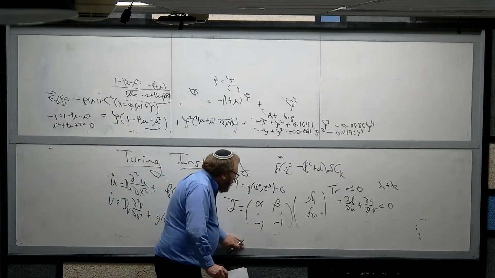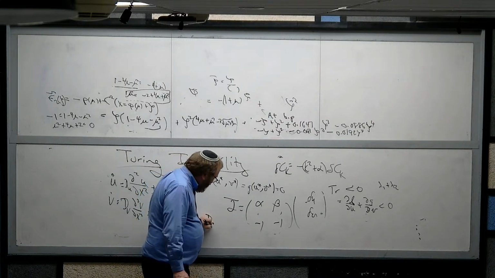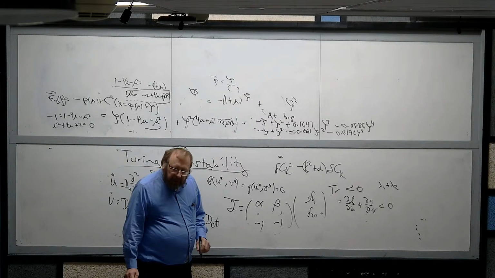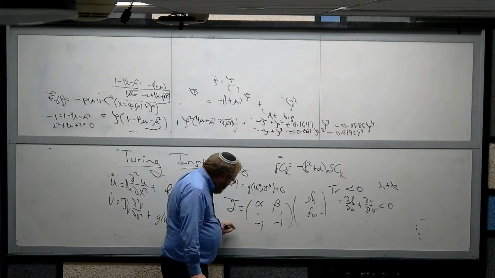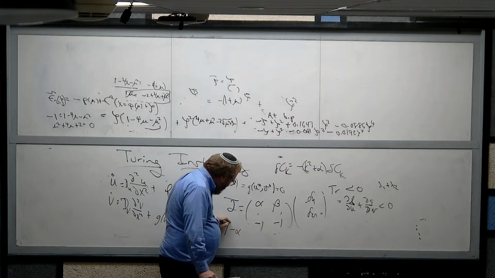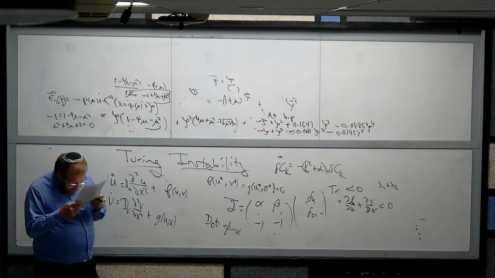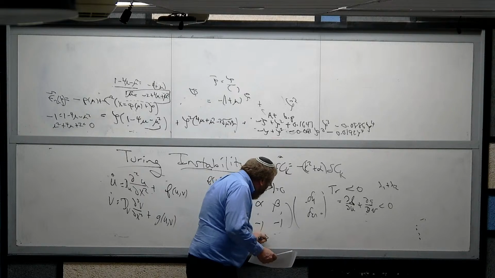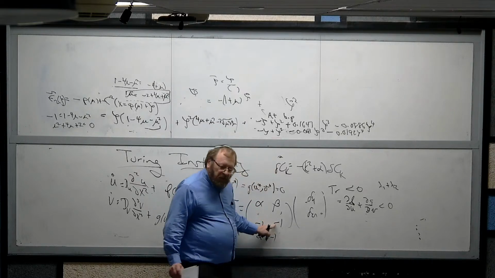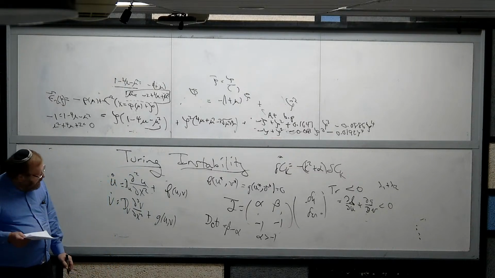Okay, excellent. And now, what I need to know is the determinant, which is now very simple. The determinant is minus alpha plus beta, that is, beta minus alpha. And so we have the determinant is this, and alpha is greater than -1 because I said that this was the most negative of the entries.